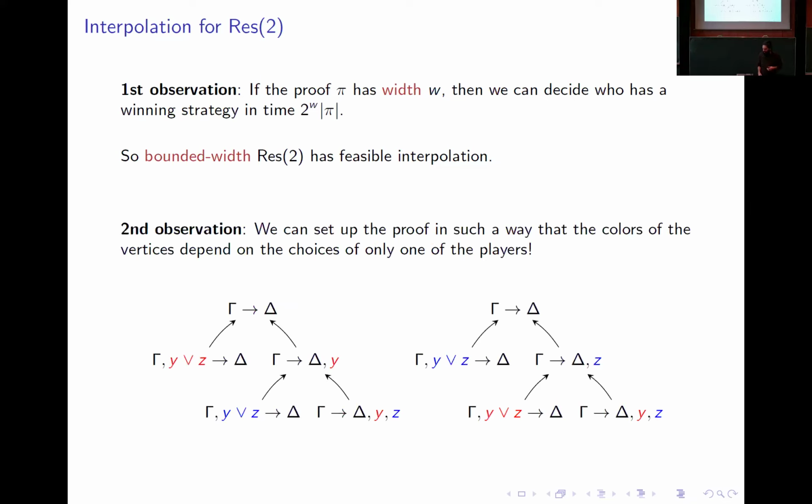So the second observation is what I'm trying to arrive at. My idea was that you can set up the proof in such a way that the colors of vertices only depend on the moves of one of the players. You can do that by letting Alice always pick first at problematic cuts. If you do that, given a winning strategy of Alice, since colors depend only on her choices, you can verify in polynomial time that it is indeed a winning strategy. So the set where Alice has a winning strategy when she always speaks first in problematic cuts is an NP set. And you can do the same for Bob.